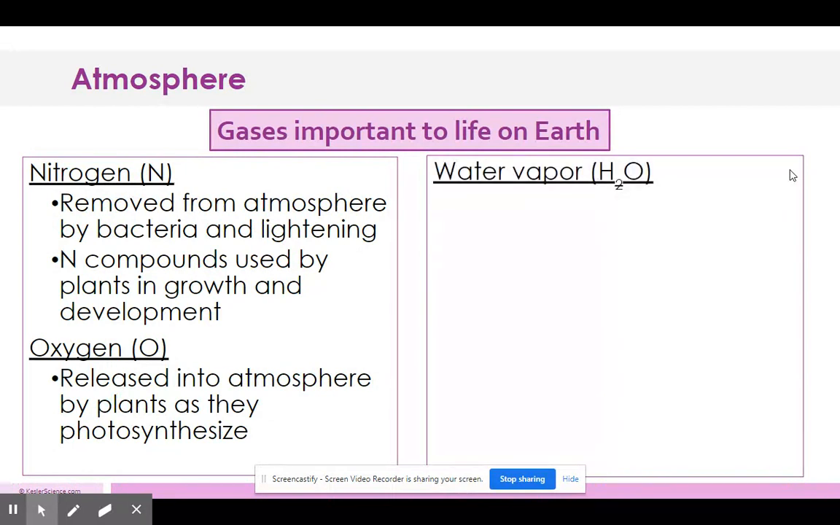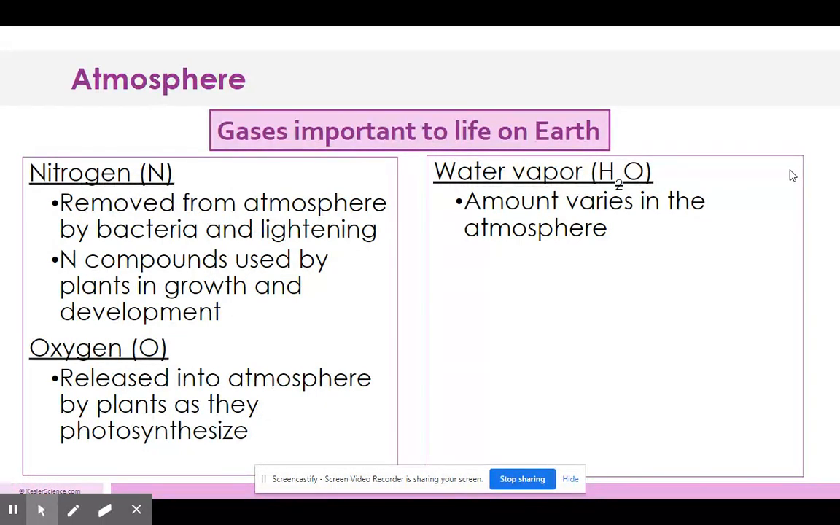Okay? Water vapor, H2O. We're going to talk about the gaseous form of water, which is called water vapor. And this amount actually varies in the atmosphere. If you think of Dayton, Ohio here, in the wintertime it's cold and very dry, so that means there's not a lot of water vapor. And you know this because of all the static electricity you have.